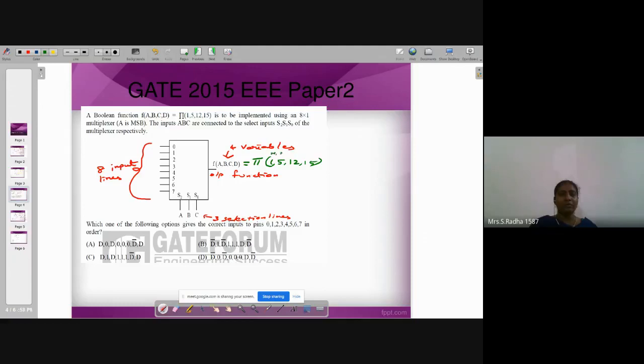M15, M5 and M12, M15, capital M. Small letter m means summation will come, capital letter M means max term, pi will come. Min term means it is sum of products. Now this is product of sum. These are max terms, and it will have product of sum.